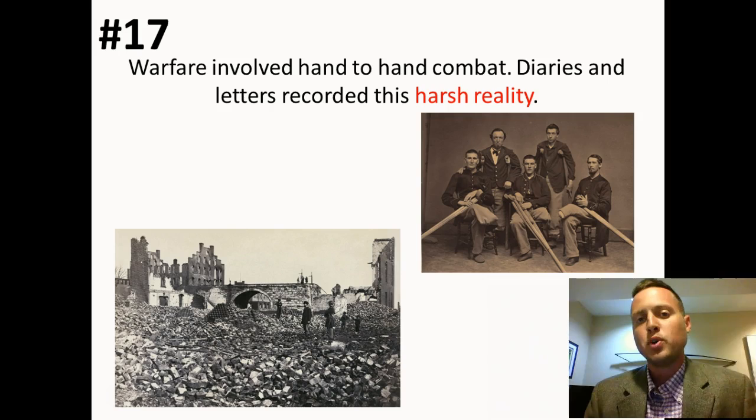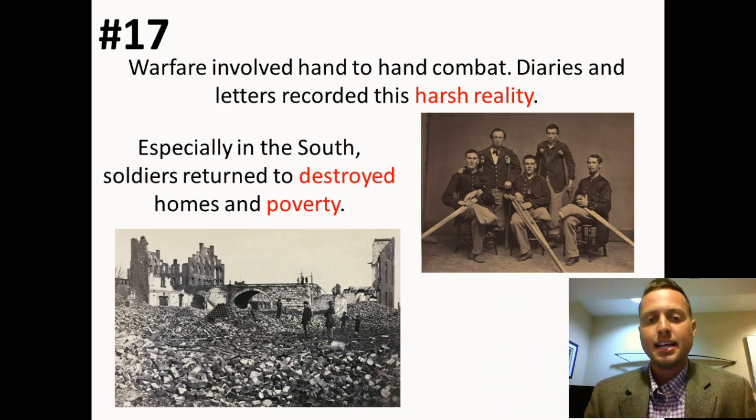You know where the war was mostly fought? It was in the South. Because the North had to conquer the South, take over the South for leaving the Union. So that means that, especially in the South, soldiers returned to destroyed homes and to poverty.